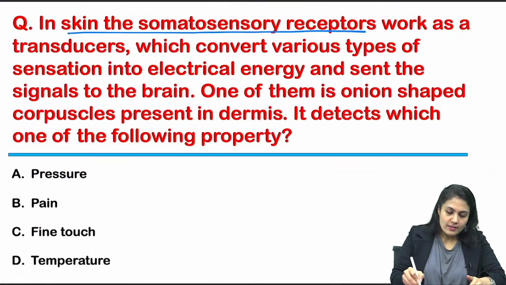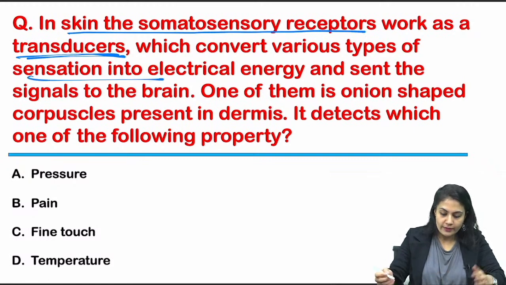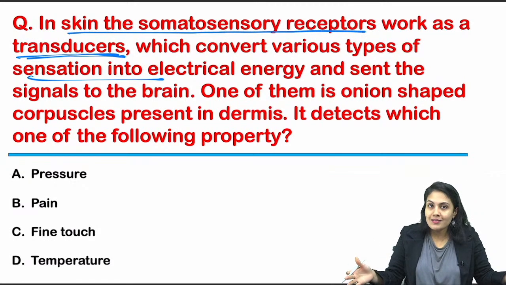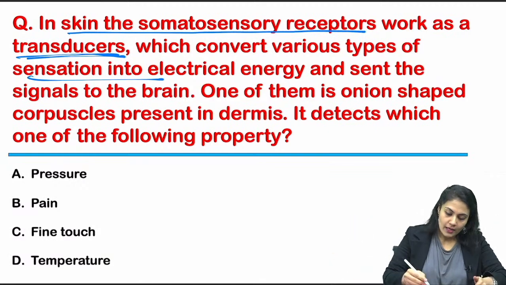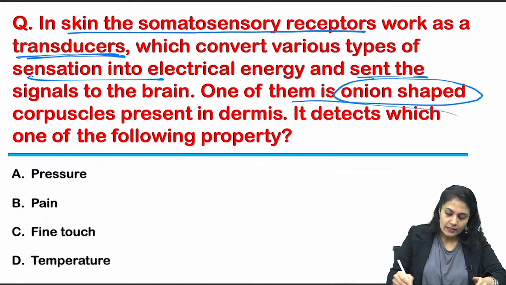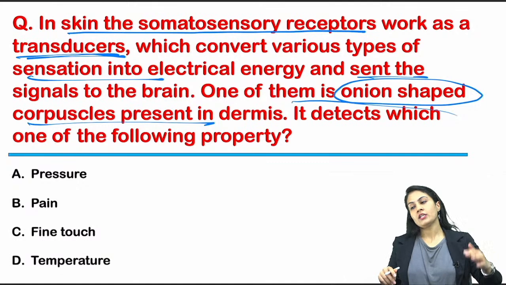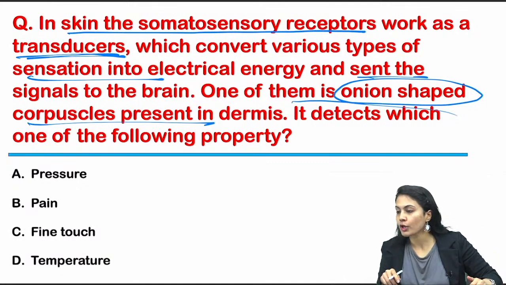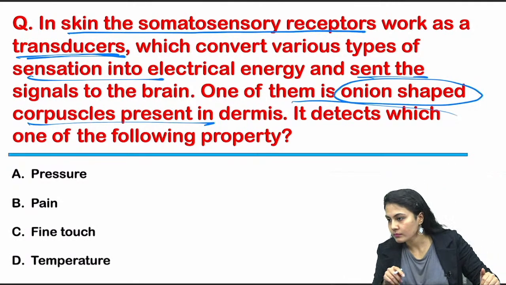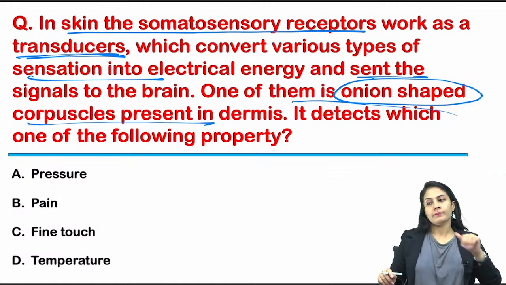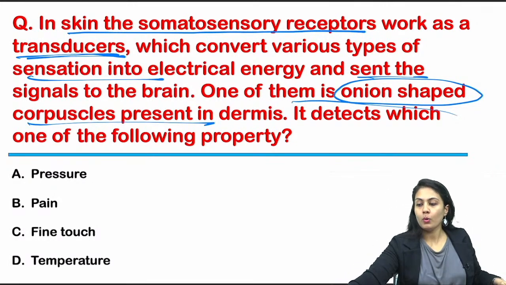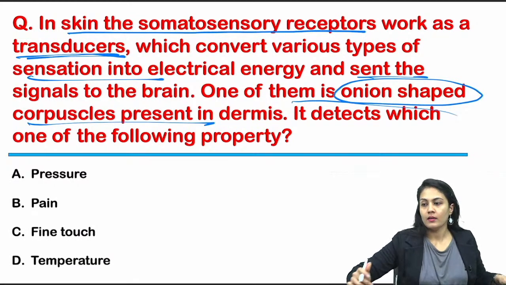Skin. Somatosensory receptors work as transducers, converting various types of sensation into electrical energy, since our brain doesn't understand other languages, right? And send the signals to the brain. One of them is the onion-shaped corpuscle present in the dermis. Yes, please answer. Who is onion-shaped? Polio also. Yes. Anamika, right. Polio also works through the dynein.